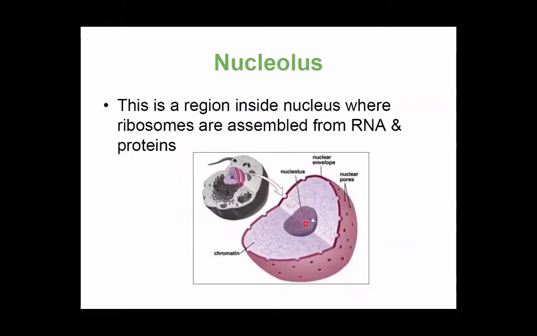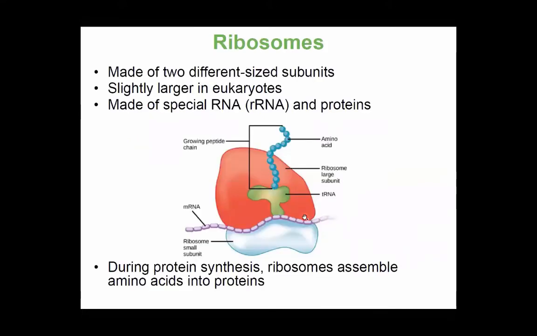Now, the nucleolus is the region inside the nucleus where ribosomes are assembled from RNA and proteins. Ribosomes have two subunits, a large subunit and a small subunit. Here is a structure of a ribosome. In the process called translation, ribosomes have two subunits. This is the large subunit. Here is the small subunit of ribosomes. The large and small subunits are separately manufactured in the nucleolus region, and they are independently transported to the cytosol. And in the cytosol, when these ribosomes encounter messenger RNA, they assemble in this format.